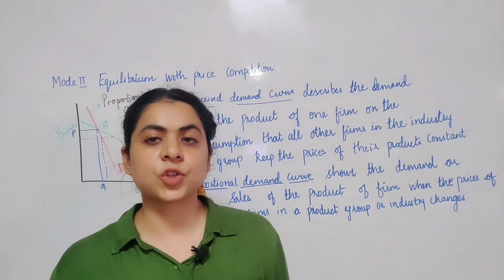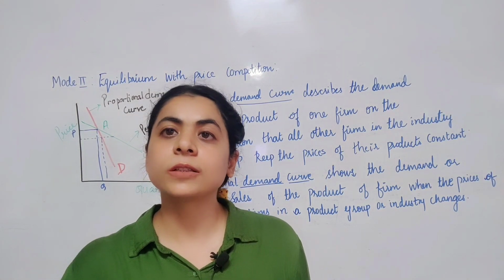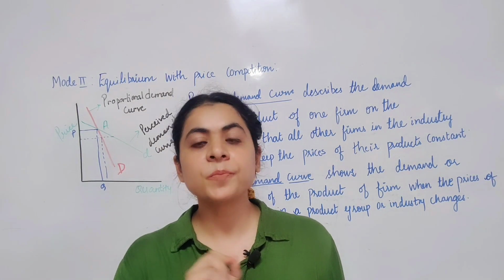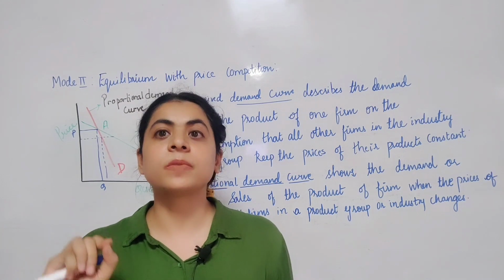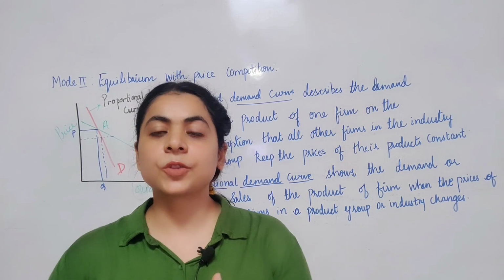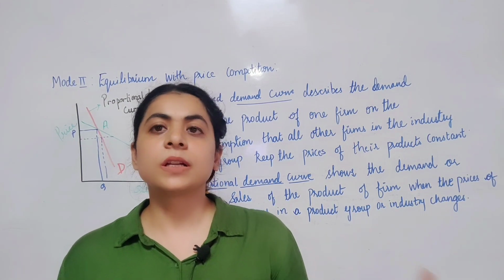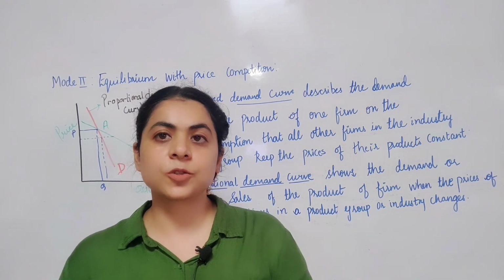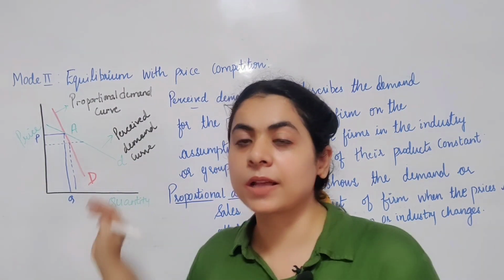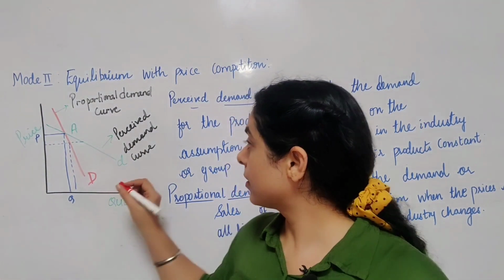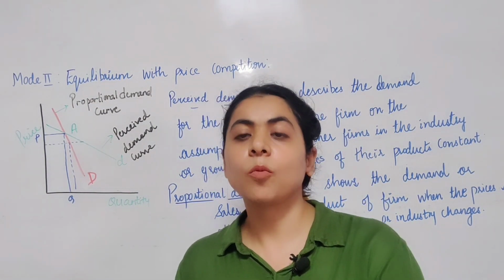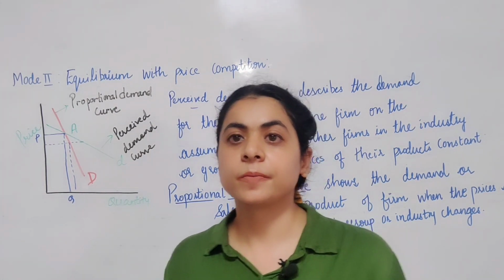Proportional demand curve shows the change in the demand or sales of the firm when all other firms in the group change the price of their product simultaneously in the same direction and by the same amount, so that all of them charge the uniform price. Since all the firms share the market equally, the greater the number of firms in the product group, the smaller the share of each firm in the total market demand at a given price. Proportional demand curve is comparatively less elastic as compared to perceived demand curve because the same change in price by all the firms in the industry will prevent the movement of customers from one firm to another.